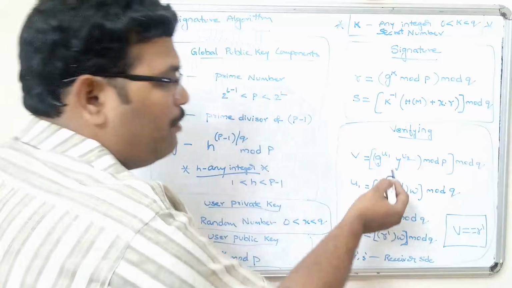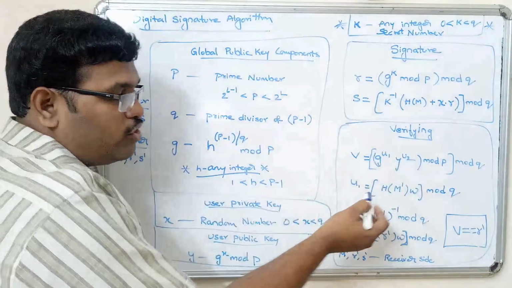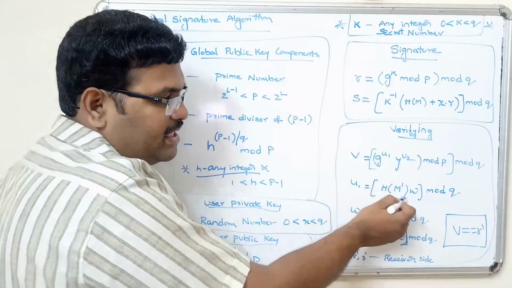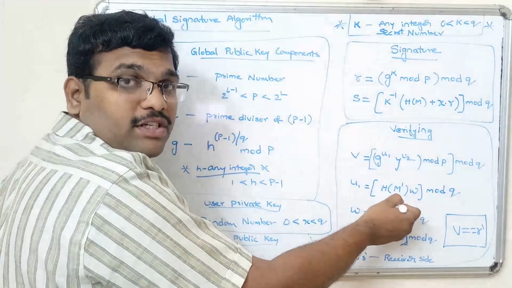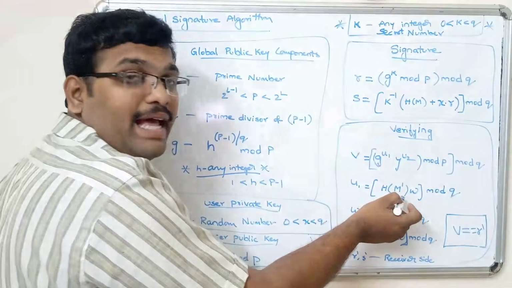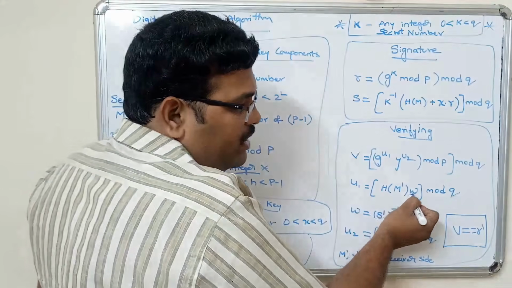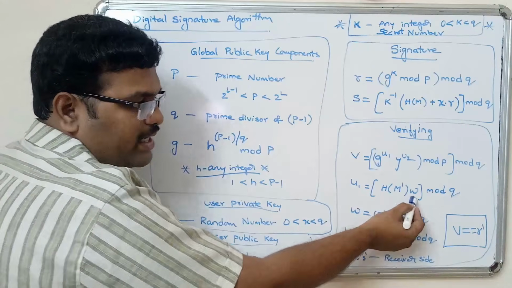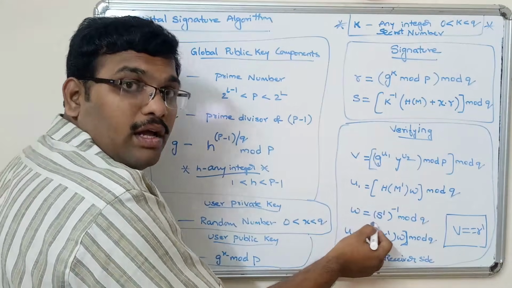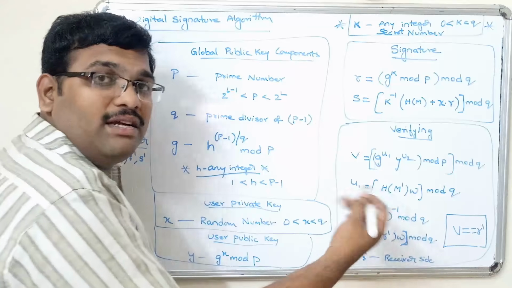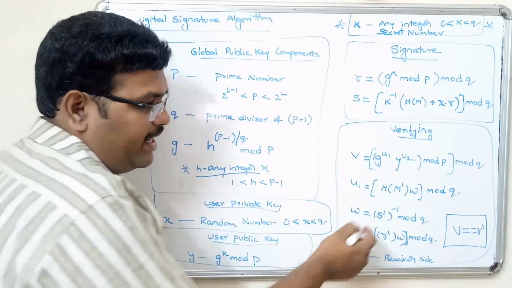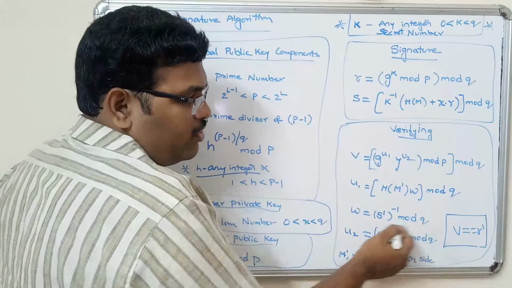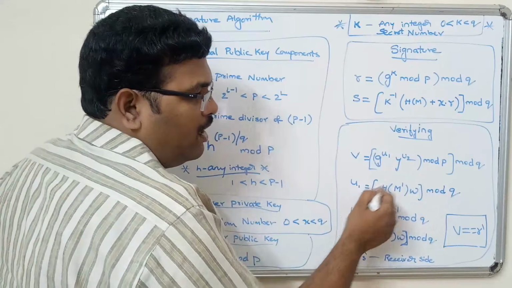Here we have to know about the U1 and U2 components. U1 is calculated by using the received message. That means again we have to apply the hash function on the received message so that we will get the hash code, product with W, mod Q. Here again we have to get this W. How to get this W? W is equal to S dash, the received signature component, inverse, mod Q. From this we will get U1.